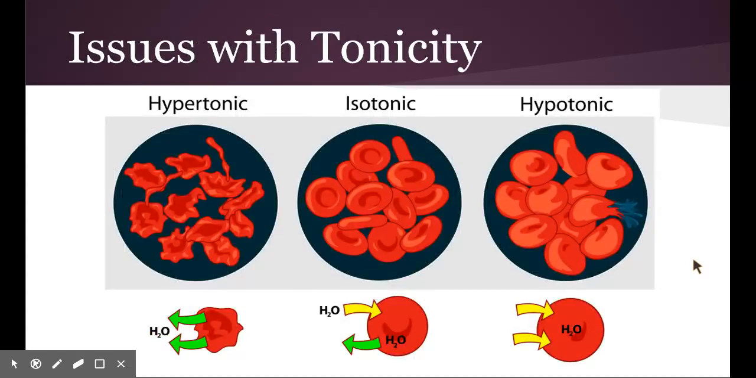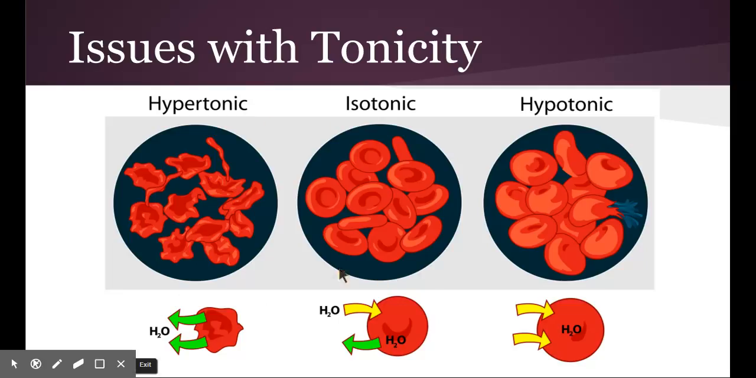All right, so issues with tonicity. So here are some red blood cells. If we were to put a red blood cell in a hypertonic solution like we just diagrammed, we know that hypertonic means there's more solute on the outside. Water leaves the red blood cell, your poor red blood cell, it gets all shrunken, it gets disfigured.